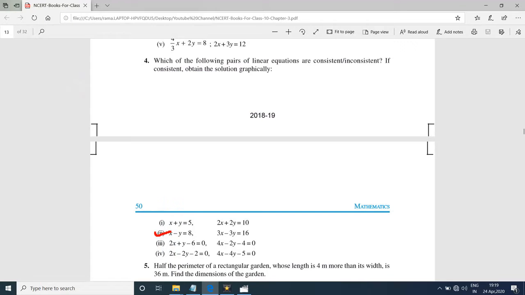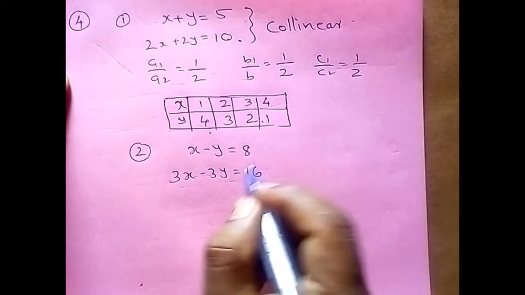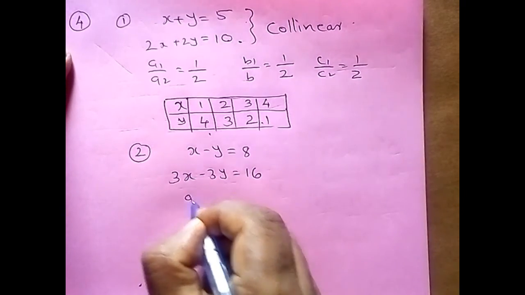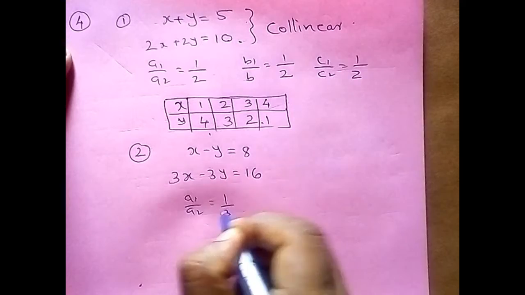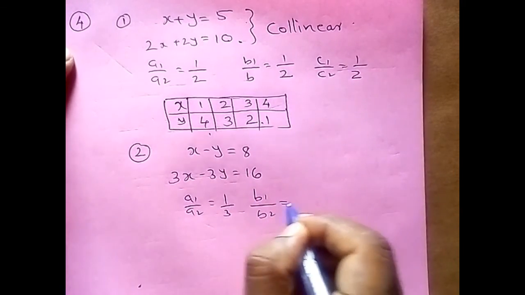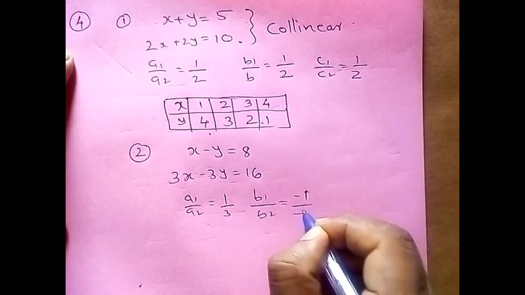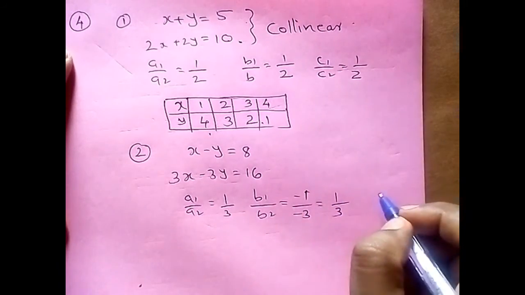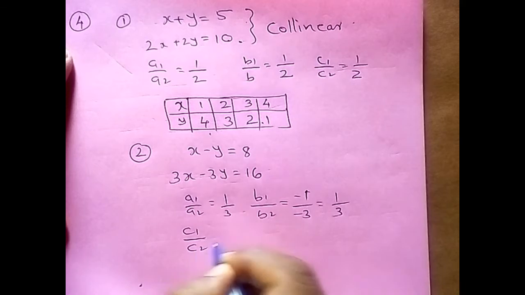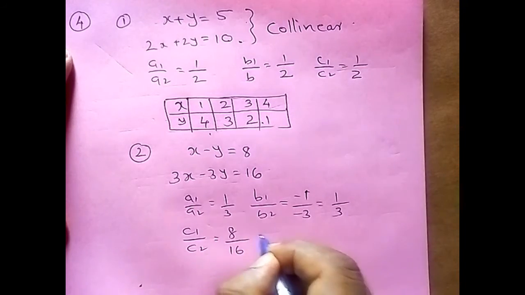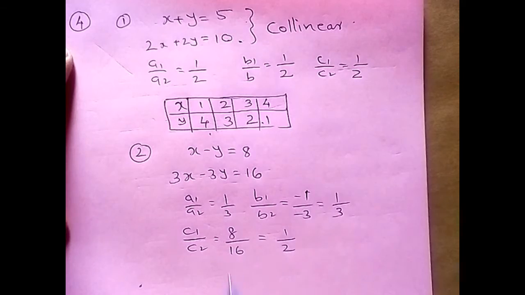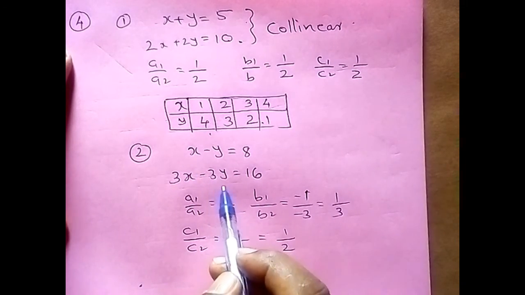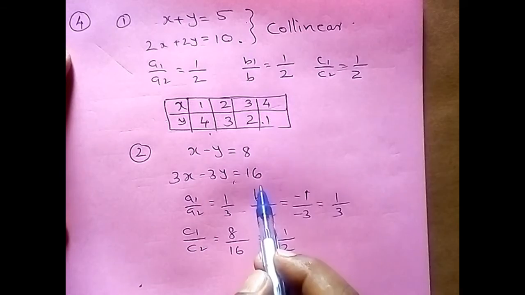Okay, now second question. x minus y is equal to 8, 3x minus 3y is equal to 16. So A1 by A2 is equal to 1 by 3. B1 by B2 is equal to minus 1 by minus 3, that is again equal to 1 by 3. But C1 by C2 is equal to 8 by 16, that is 1 by 2. So x and y, they are in the same ratio, but the constant term is not in the same ratio.